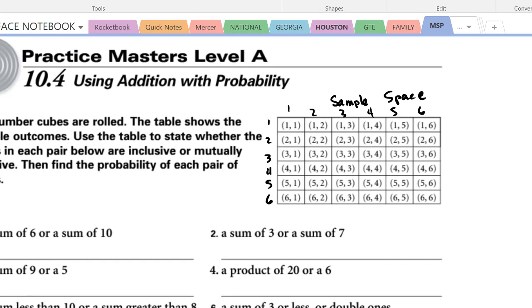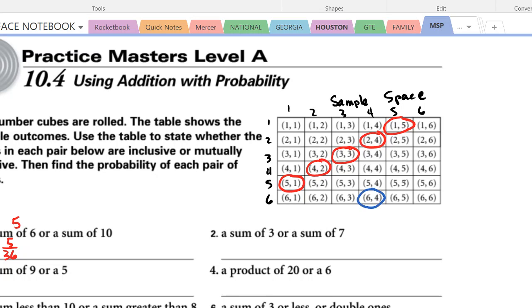So which of these are a sum of 6? Let's see. 5 plus 1 is 6, 4 plus 2 is 6, 3 plus 3 is 6, 2 plus 4 is 6, and 1 plus 5 is 6. So all of those, that's 1, 2, 3, 4, 5. There are 5 possibilities where the sum is 6. 5 out of 36. Okay? And then where the sum is 10.